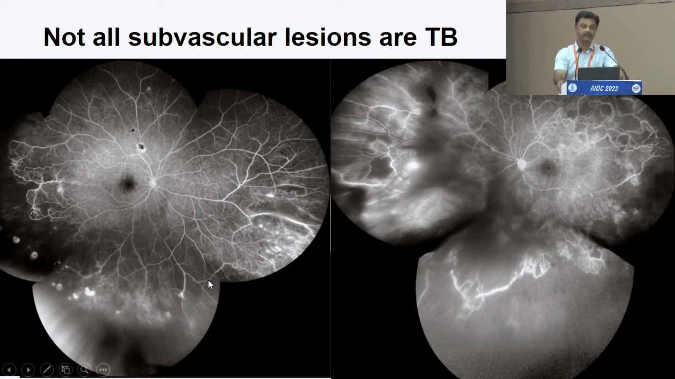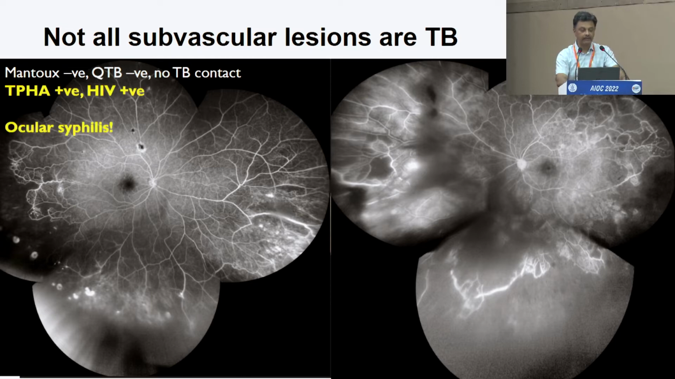Now, when we investigate this patient for tuberculosis, we find that the Mantoux test is negative and the QuantiFERON is negative. There is no history of TB contact. However, we find that the TPHA is positive and the patient is also HIV positive. We diagnose it as ocular syphilis and treat it with benzyl penicillin.